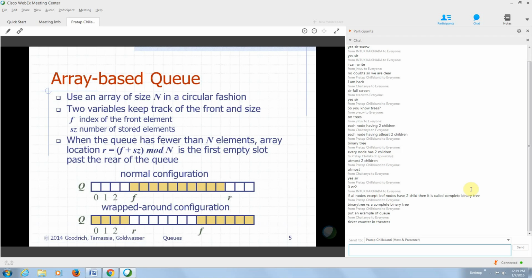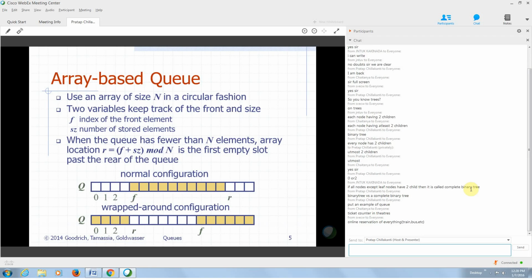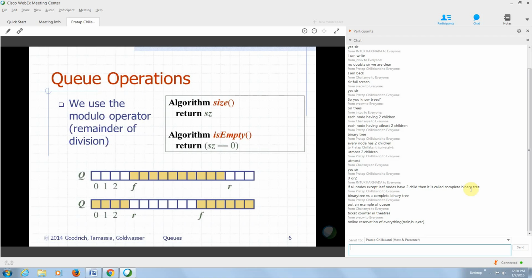Both the front and the rear, because you cannot go beyond the array limits. That is the reason why it is a circular queue. What a circular queue means is when you go to the end, you go back to the first element and overwrite that one. And then how do you always keep track of the first empty slot past the rear of the queue? That's what this is showing you.